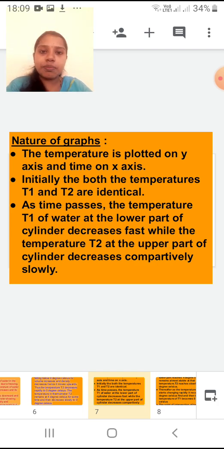Okay. As the time passes, the temperature T1 of water at the lower part of the cylinder decreases fast, and the temperature T2 at the upper part of the cylinder decreases comparatively slowly. Yes, you have seen this. First, what is coming? The denser water came down, so the temperature of T1 started falling first, right? And then as the density there decreased and volume increased, it went upwards. So afterwards the change took place in the T2 thermometer. Okay. So T1 temperature will change fast as compared to the T2 temperature. I hope till here it is clear.